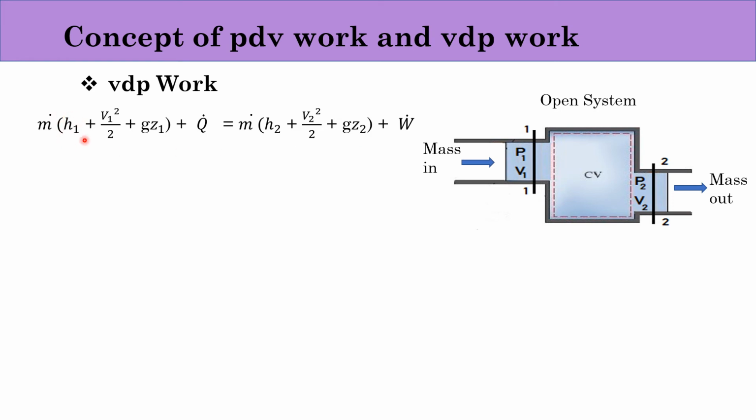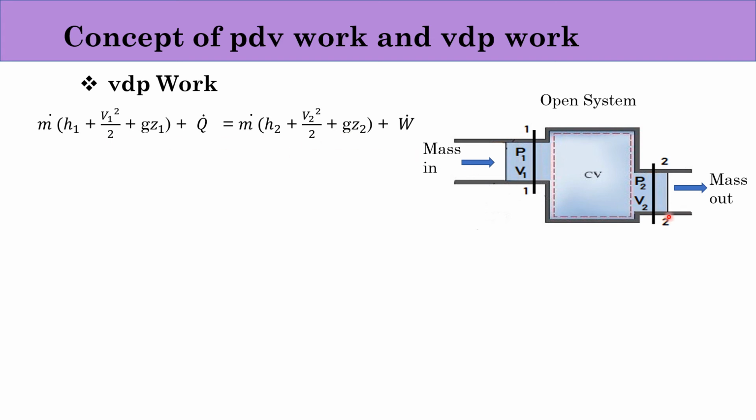Now this enthalpy is nothing but the summation of internal energy and the flow work, and this is the kinetic energy and potential energy, and along with these energies we have added the heat energy. Now this energy which is entering the system will be equal to the energy which is leaving the system. Same energy will be leaving the system along with the work extraction.